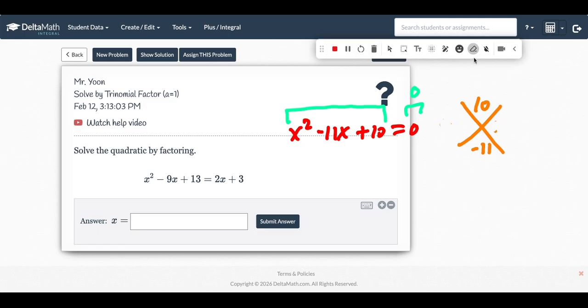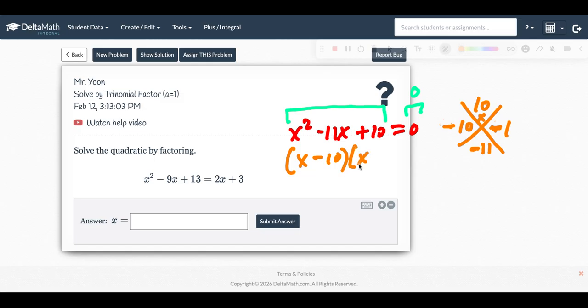And why do I know that? Same sign because this is positive, and they have to have the same sign if they're going to multiply to a positive. But when I combine them, it's going to be negative. So these two signs have to be negative. And it looks like it's going to be 10 and 1. 10 plus 1 is 11, but they're both negative, so negative 10 minus 1 combine to negative 11. Okay, so this is how I create my factors. x minus 10, x minus 1 equals 0.